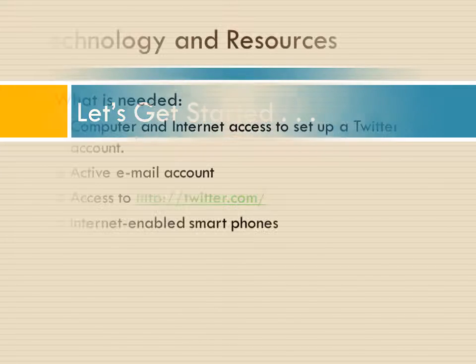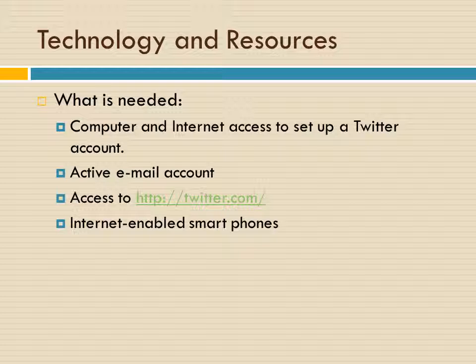Let's get started. There are a few things you will need. First of all, you will need a computer with internet access. The computer is only needed in the beginning. Students will need to use the computer in order to set up an email account if necessary, and also to access twitter.com in order to set up a Twitter account. Once the Twitter account has been established, then students will only need an internet-enabled smartphone in order to access Twitter from the classroom. For students who do not have the technology available, small groups could be set up so that everyone can be a participant.